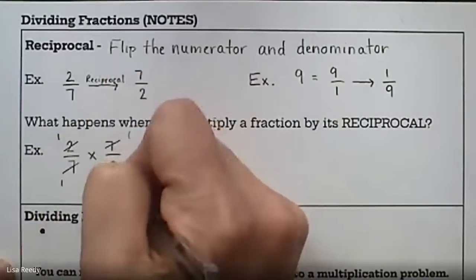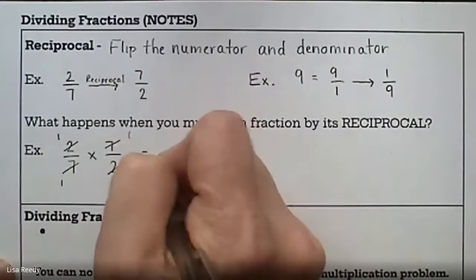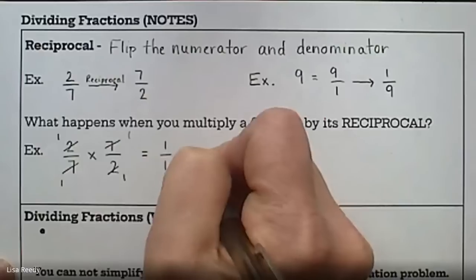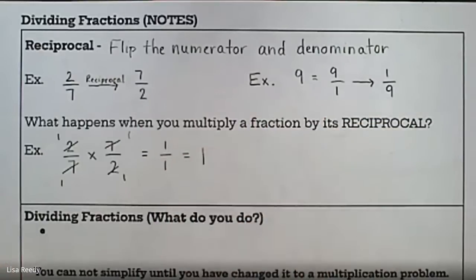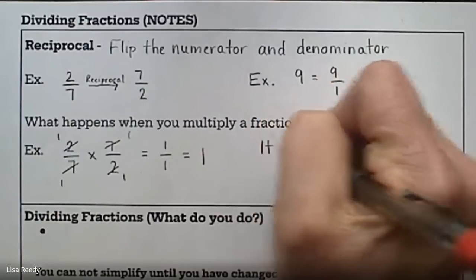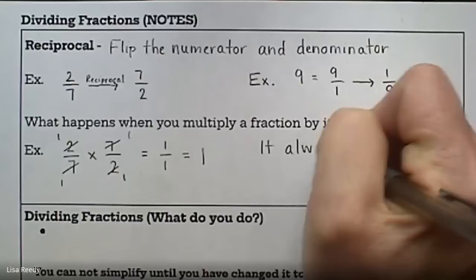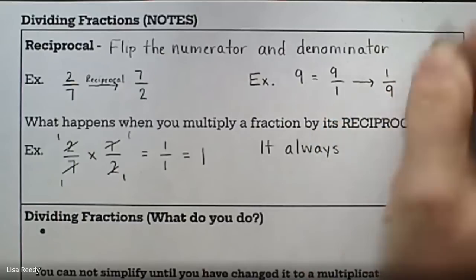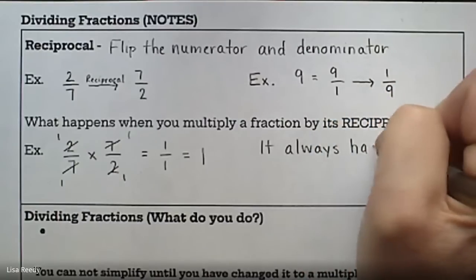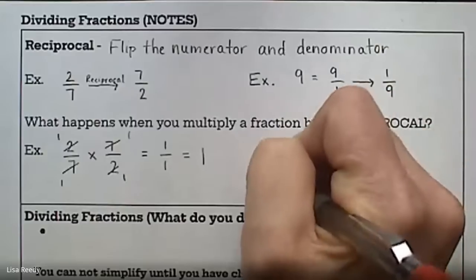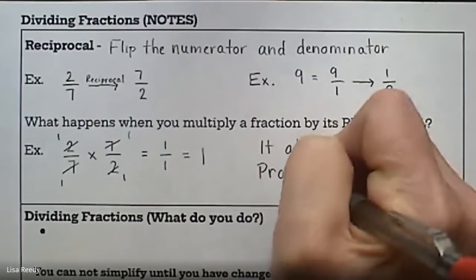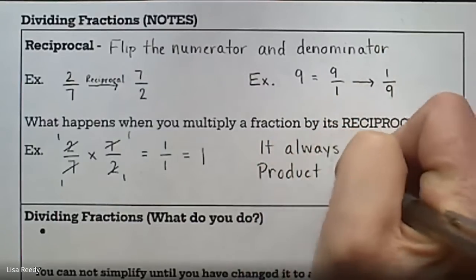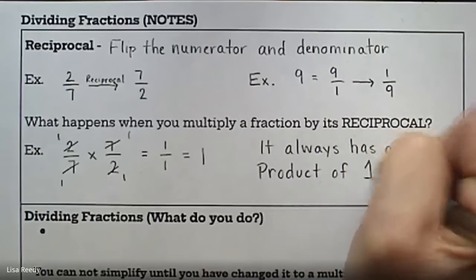And 2 and 2 are going to cancel out and make 1 and 1. And when you multiply across, you get 1/1, which is 1. And that happens every time you multiply a fraction by its reciprocal. It always gives you 1. So it always has a product of 1.